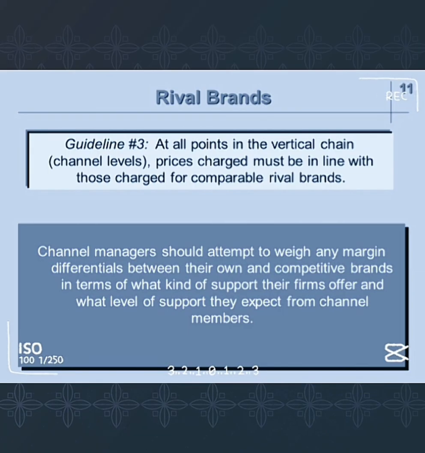Rival brands. Guideline number 3. At all points in the vertical chain, channel levels, prices charged must be in line with those charged for comparable rival brands. So channel managers should attempt to weigh any margin differentials between their own and competitive brands in terms of what kind of support their firms offer and what level of support they expect from channel members.